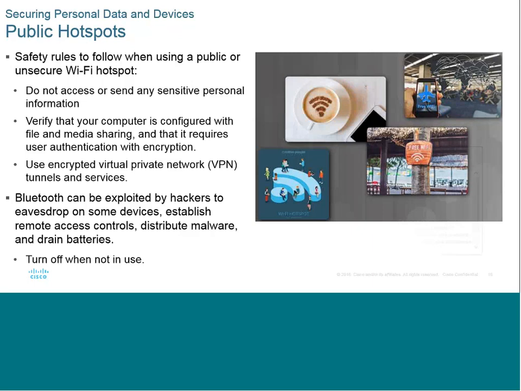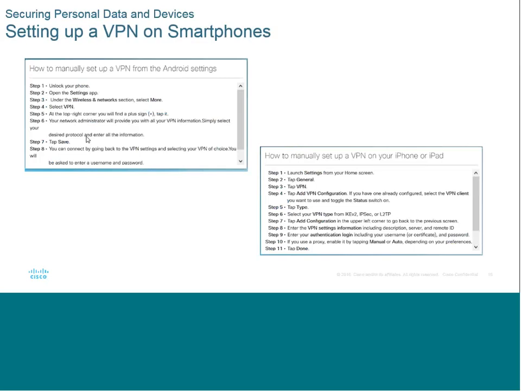How to set up a VPN on a smartphone. These are the steps written here for enabling and configuring a VPN on your smartphone, and you can see them here. Unlock your phone, open the settings application, under the wireless and network section select More, then select VPN at the top right corner. You can read these steps and set up a VPN on your smartphone.